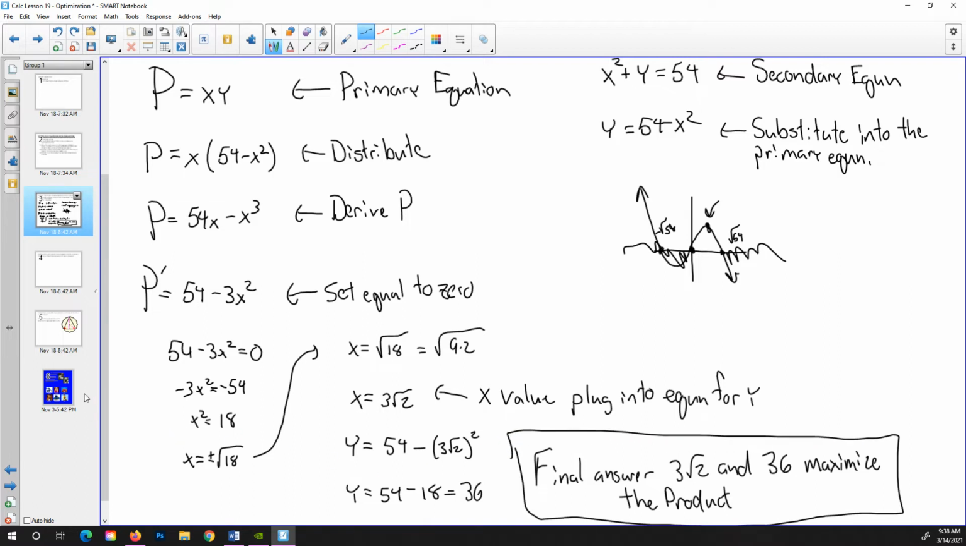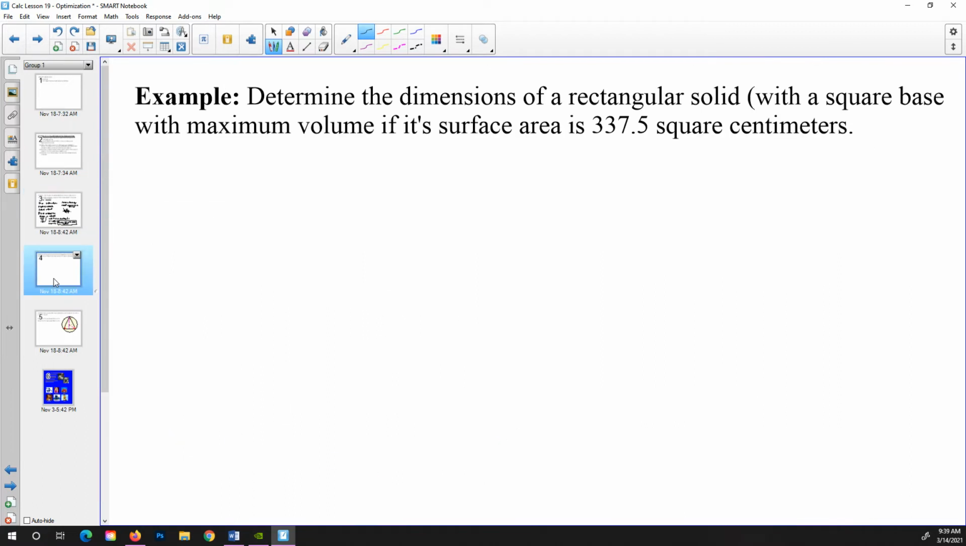All right, next example. Determine the dimensions of a rectangular solid with a square base with maximum volume if its surface area is 337.5 square centimeters. All right, so we are trying to maximize the volume of a rectangular solid. So volume equals length times width times height. Now, again, we have a problem here. We've got 1, 2, 3 variables that our function is defined upon. That's not good.